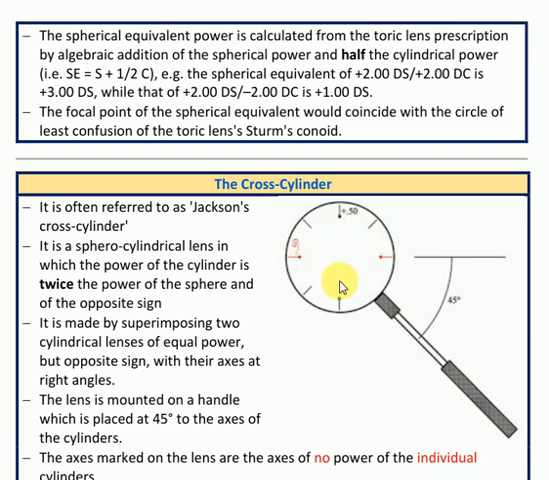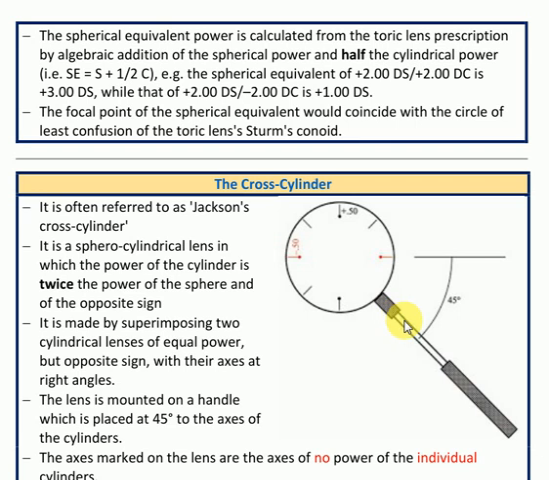In this Jackson cross, the power of the cylinder is twice the power of the sphere, and they both have opposite sign. The net result is thus the same as superimposing two cylindrical lenses. It is like these are two cylindrical lenses of equal power, plus 0.5 and minus 0.5, but opposite sign, and their axes are at right angle. As you can see, the axes are at right angle. The lens is mounted on a handle.